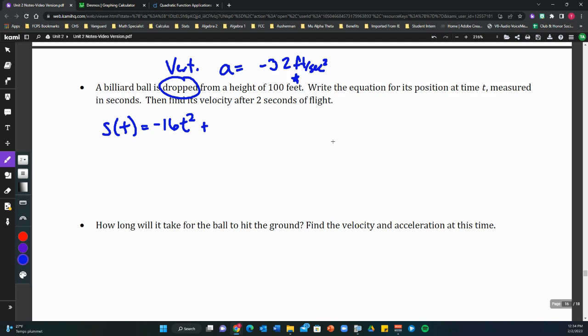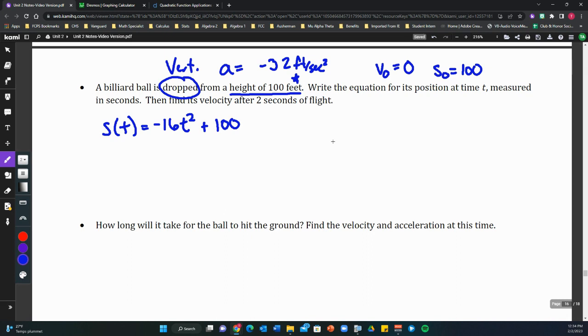But now I need to add in my v naught. When we say that it is dropped, remember from earlier, that means our initial velocity is 0. So 0t means I don't need to write it. And then it's dropped from a height of 100 feet. So that is my initial height, or initial position. That is actually like the y-intercept of this quadratic function.